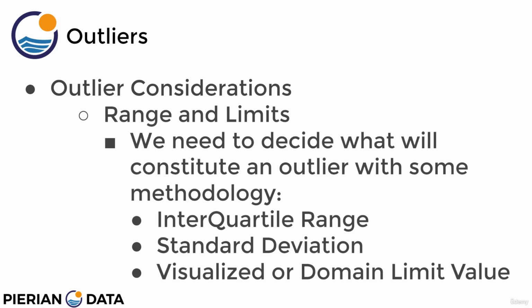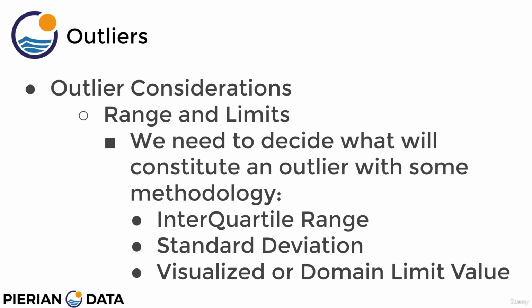So let's first talk about range and limits. How do we actually decide on the range or limit of a value to then declare it an outlier? There's many different ways you can do this. There are more mathematical ways, such as using the interquartile range. Recall when we discussed box plots, that was the IQR. So if you think back to the box plots, we actually had little dots that were labeled as outliers.